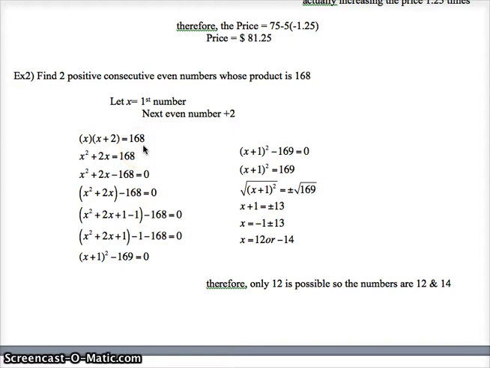I want you to solve this equation by completing the square and then SAM-DEB. So pause the video before it goes any further and then come back when you're ready to check your work.